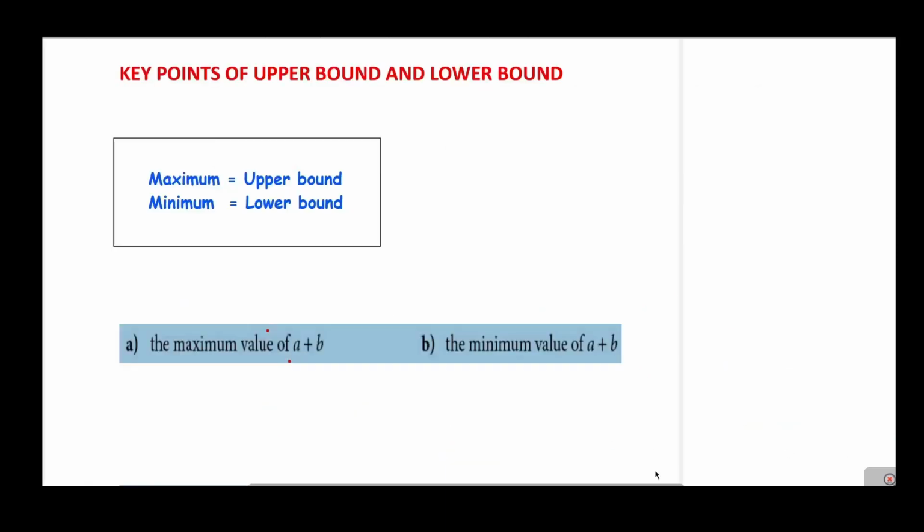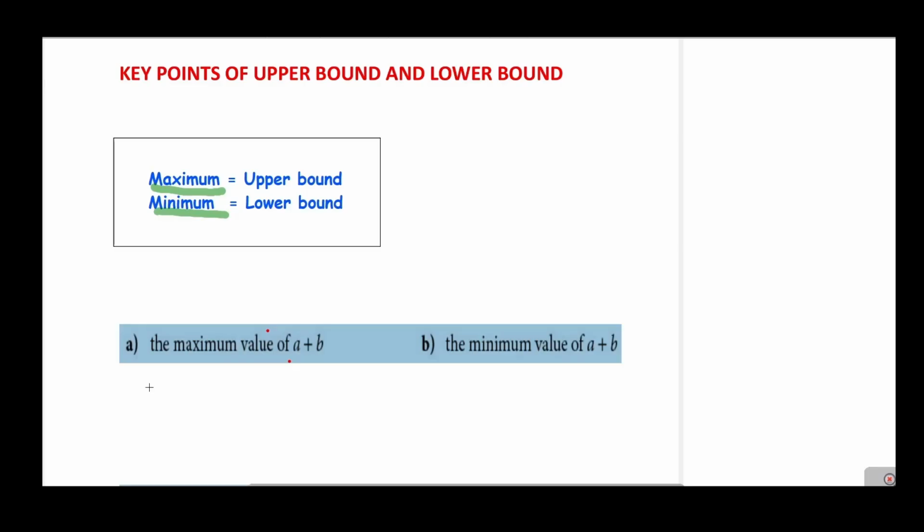In this section, I'm going to cover upper and lower bounds of compound measurements. Let's move on to this one. Whenever you see these two keywords in a question, maximum or minimum: maximum means the word itself explains upper bound. Minimum means lower bound. Here, the maximum value of A plus B. Now this is an expression of compound measurements. There is more than one measurement, therefore it is a compound measurement.